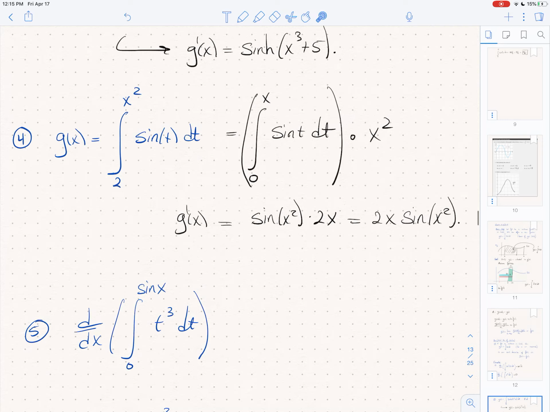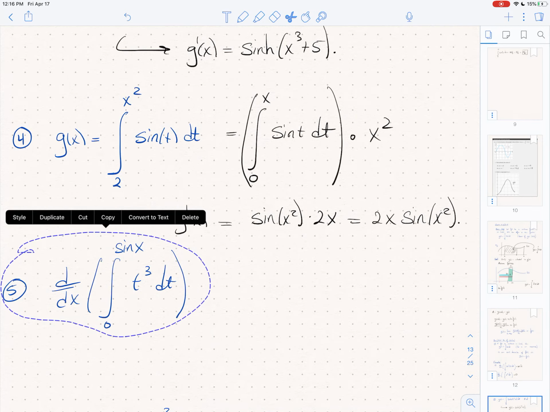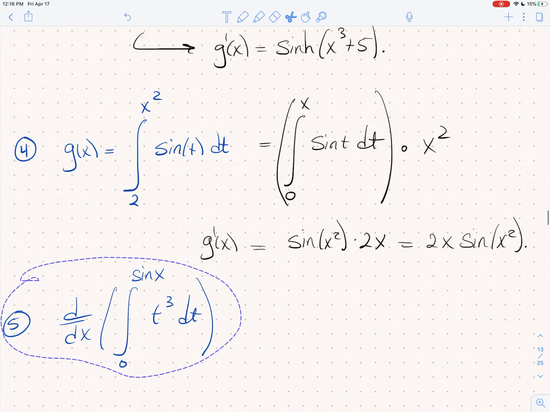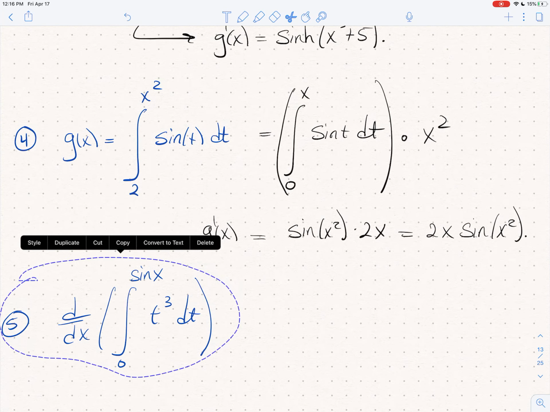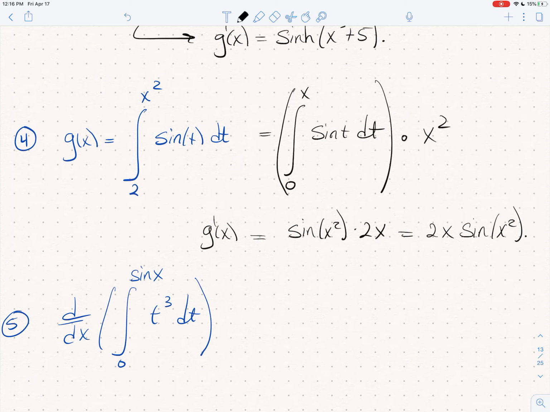So I'd like you to pause the video and do this one. See if you can work out problem 5 yourself. And then, I need to close that so we have a little more screen space. Pause the video and see if you can get it.